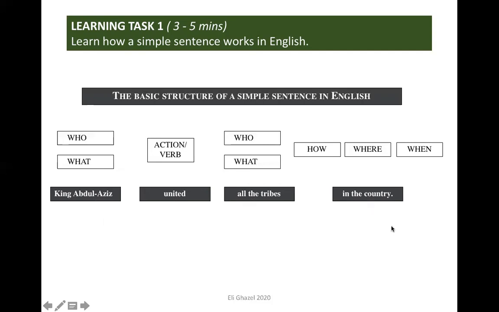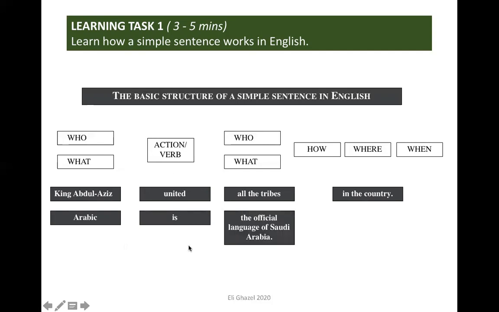Let's try another one. Arabic, is that a who or a what? Arabic is a language, so it's a what. Is is the verb. The official language of Saudi Arabia is the what. So your mind is going Arabic, what; is, verb; the official language of Saudi Arabia, what. That's how you read and you listen and you make meaning.